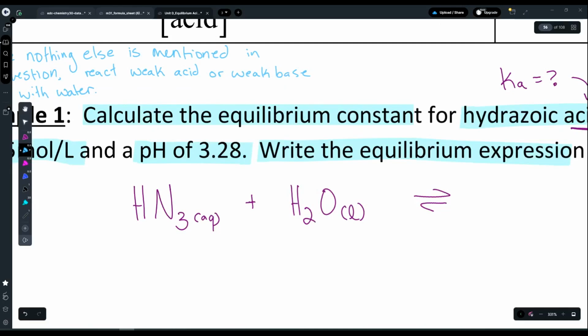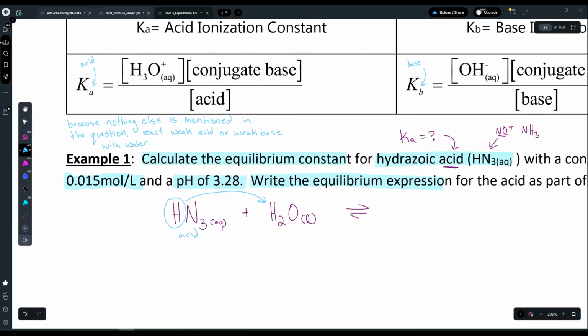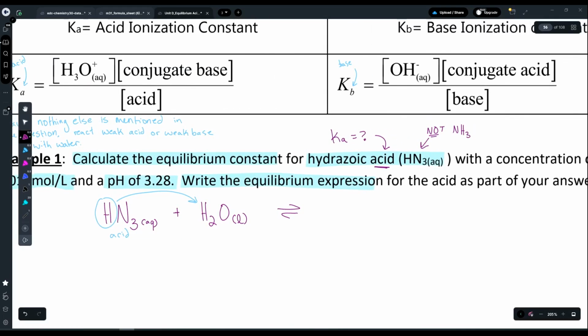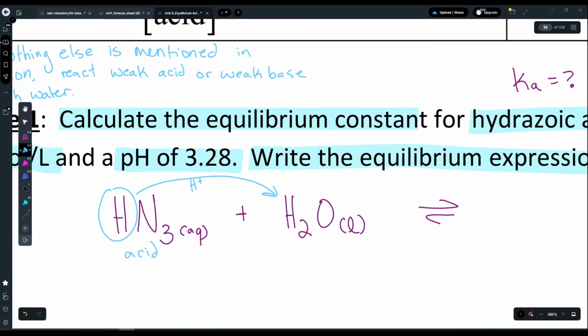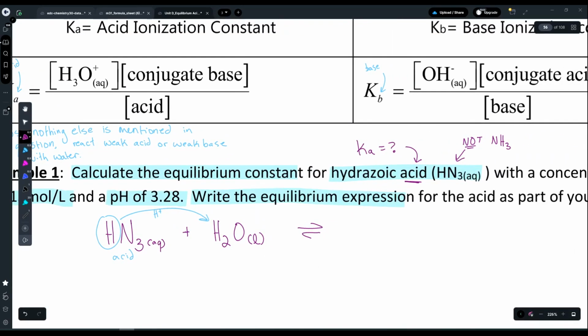Now for predicting our products here, since this is acting as our acid, remember A for away. That means this hydrogen is moving away from hydrazoic acid. So I'll write the H plus right there. For predicting our products, the first one, I'm just going to imagine hydrazoic acid with one less hydrogen. So that would be N3 with a 1 minus charge.